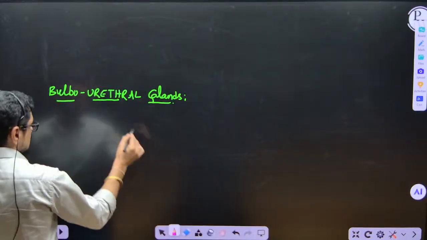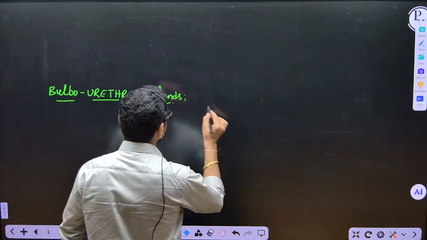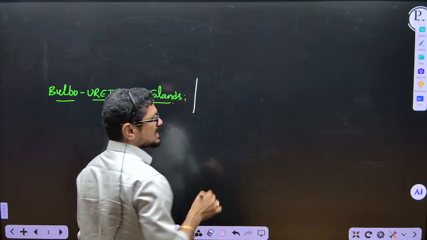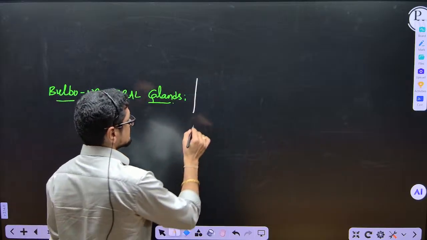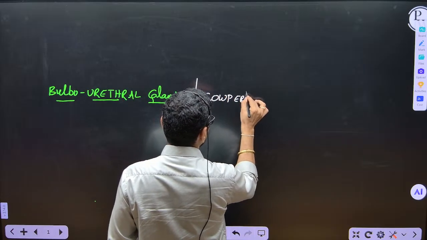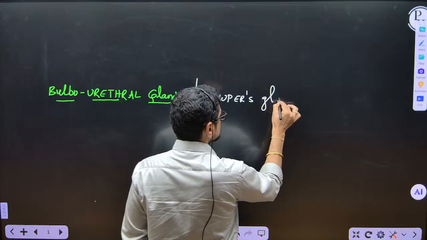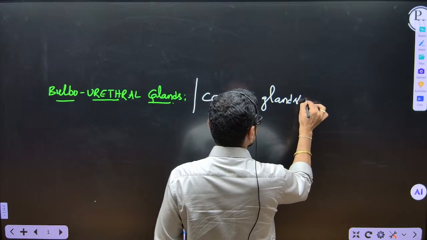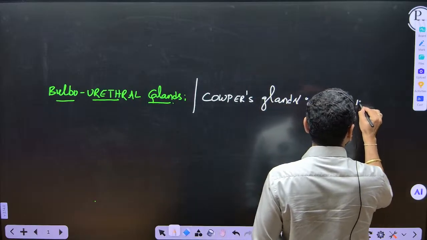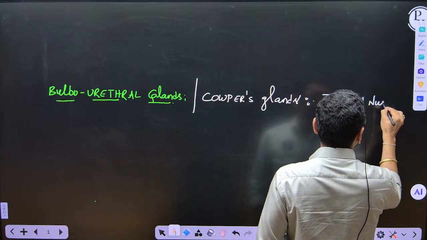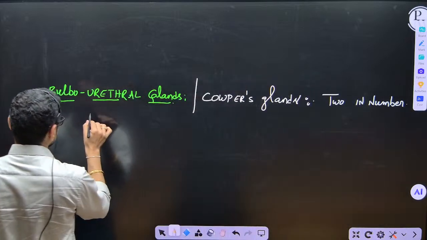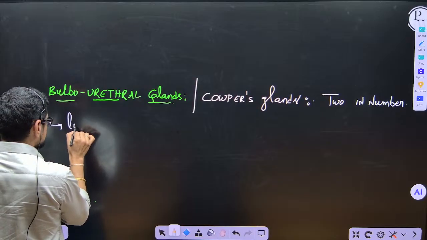Let me write here. What is the function of bulbourethral gland? Bulbourethral glands are also called Cowper's glands. What is their function? There are two in number. What are they doing? Bulbourethral gland function: lubrication.